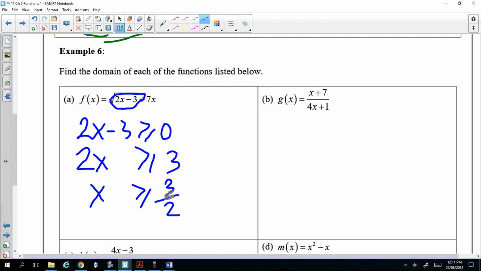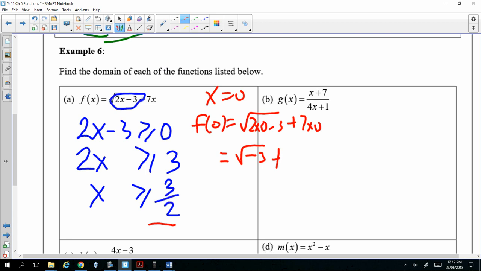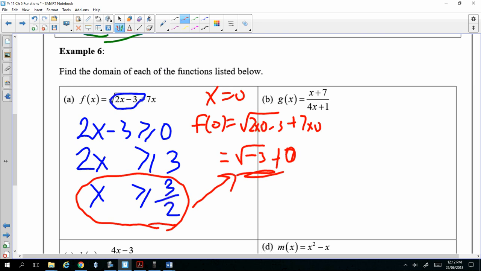It means that I could substitute any number more than 3 over 2 into this function and I still get a valid answer. If I choose to substitute a number that's not bigger than 3 over 2, for example x equal to 0, would that give me an answer? 2 times 0 minus 3, you end up getting the square root of negative 3. You get an invalid answer, isn't it? So if you substitute a number that's not in your domain, you're bound to get nothing. So the domain is very important. It tells you what numbers you can substitute into the formula and what numbers you can't.